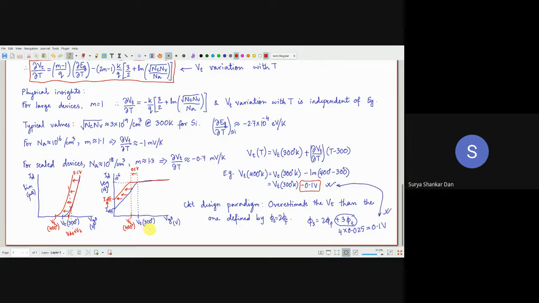By how much? Say if it is 100 degrees Celsius, it is around 0.1 volts. Therefore, to be on the safe side, simply add this 3 to 4 phi_t term to the 2 phi_f. And then you make the device design. Got it? Such that even when the device or the circuit is operating at higher temperature, still it will be reliable, the I_off will not go up very high, and things will be under control. Okay, everybody?